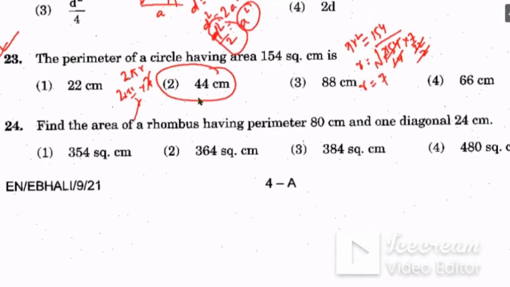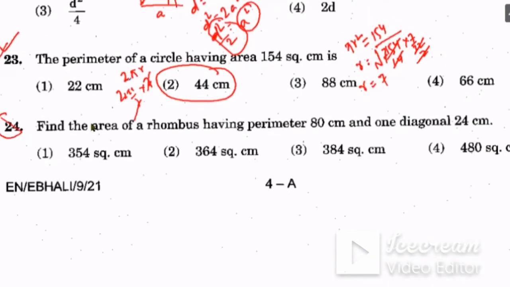Now let's see question number 24. Find the area of the rhombus having perimeter 80 centimeters and one diagonal 24 centimeters. So let us draw a parallelogram. This is a rhombus, and 80 centimeters is the perimeter. You know all the sides of the rhombus are the same, equal.